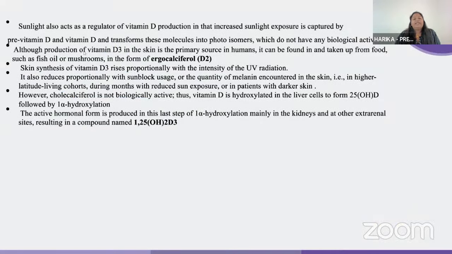The production of vitamin D3 in skin is the primary source where we get our vitamin D. If you take proper food, such as fish oil or mushrooms, these provide vitamin D2, ergocalciferol. The skin synthesis of vitamin D3 is due to the presence of UV radiation.